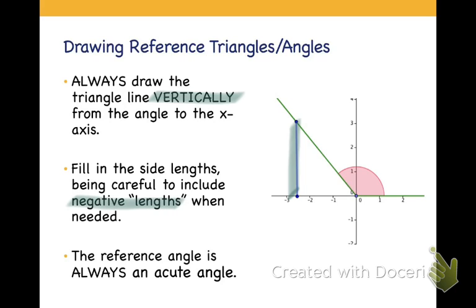Now lengths technically are never going to be negative. Just like with negative angle values, it's all about direction. So if you're at that origin, if I'm going down to the left, okay, that's going to be a negative value. So this length here, this would be negative. But if I'm going up, that's a positive. So this one here, that would be a positive length.